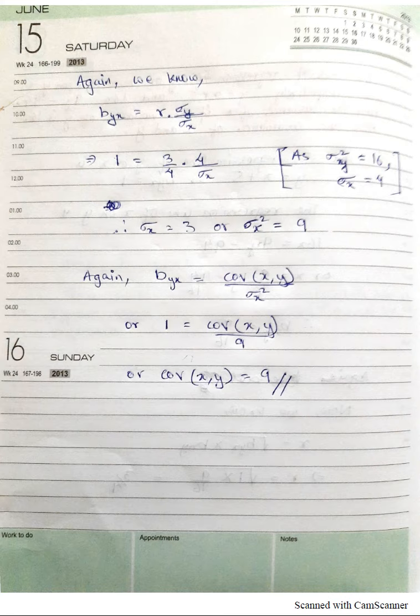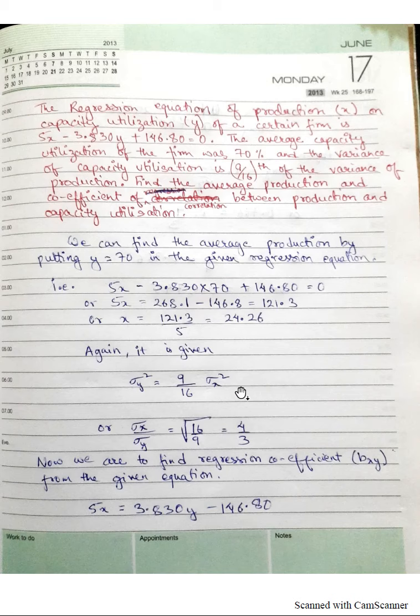So as I was saying, byx we have found out to be 1. Sigma square x we have found out here to be 9, and covariance of xy we have to find out. We put the values of byx and sigma square x, we get 1 is equal to covariance between x and y divided by 9. We cross multiply this, and we get the value of covariance between x and y equal to 9. Now, final example for today.